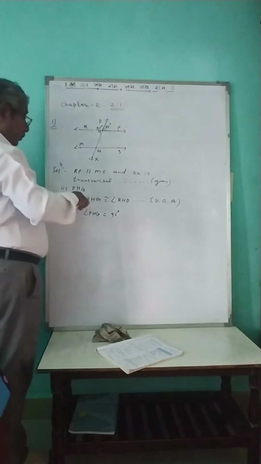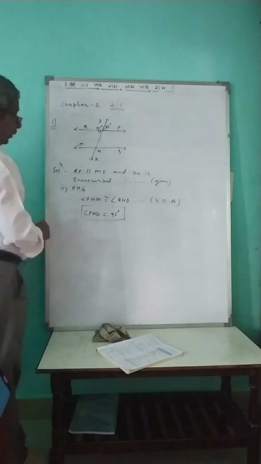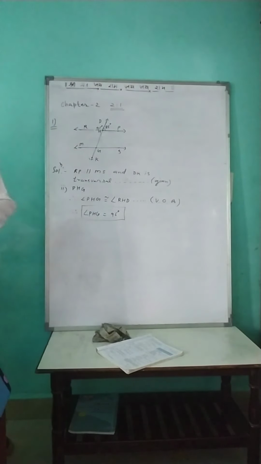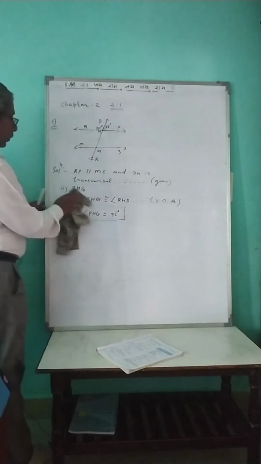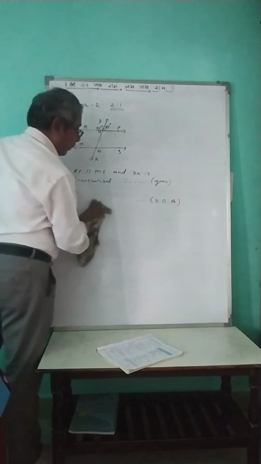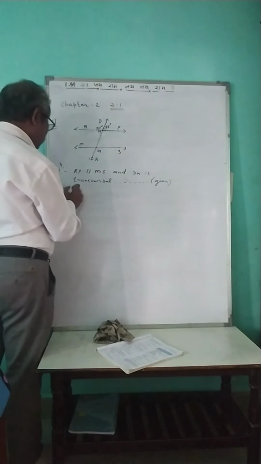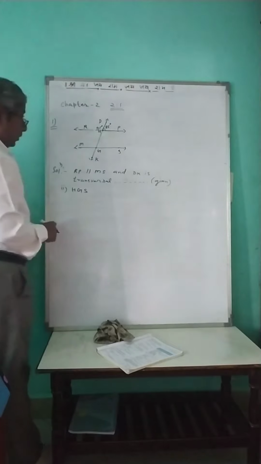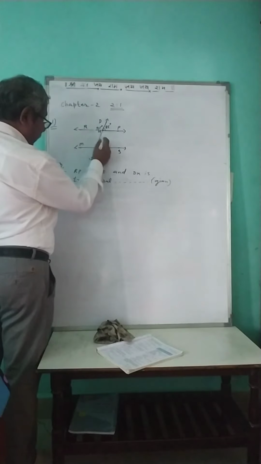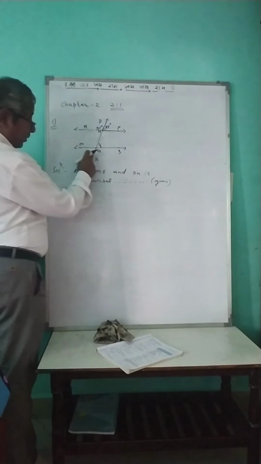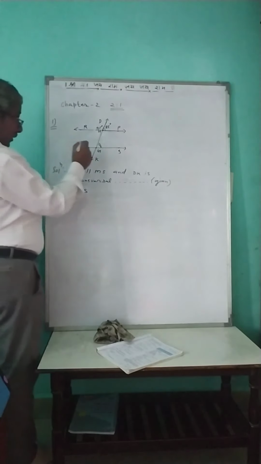Now question number third. What is question number third? HGS. So where is the HGS? This angle. Okay. HGS. This angle HGS. This is the 95 degree.